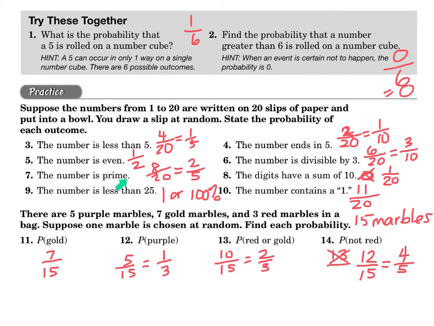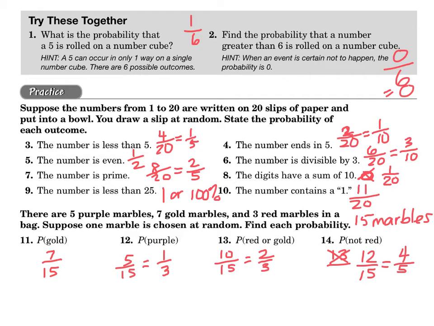The number is prime. Now, this requires you to go back and know your prime numbers. It's a great way to review that concept briefly. 1 is not prime, so 2, 3, 5, 7, not 9, so 11, now we're up to 5 numbers, 13, 17, and 19. So it's a total of 8 prime numbers out of 20, and when you simplify 8 out of 20, dividing both by 4, you get 2/5.